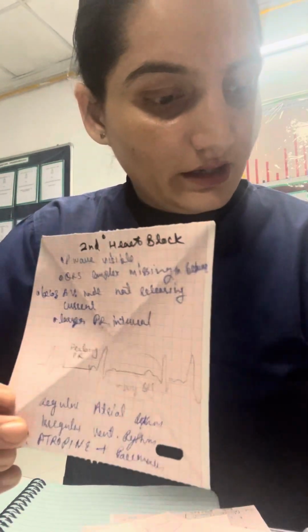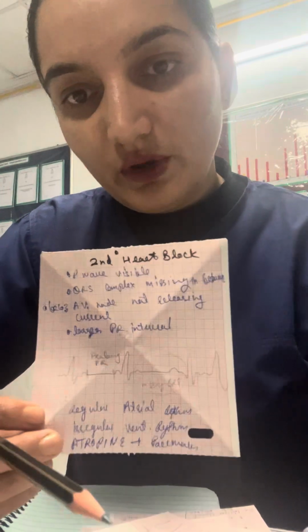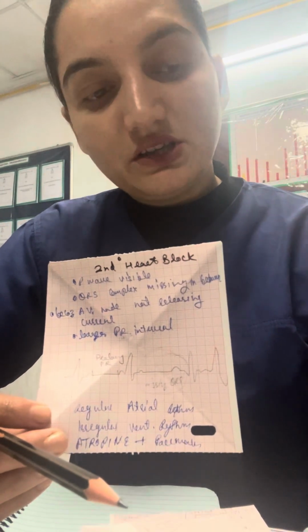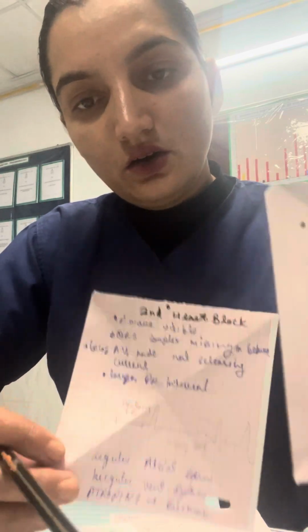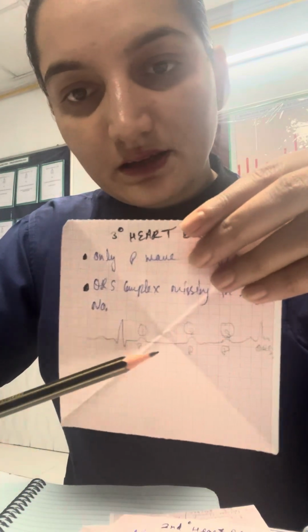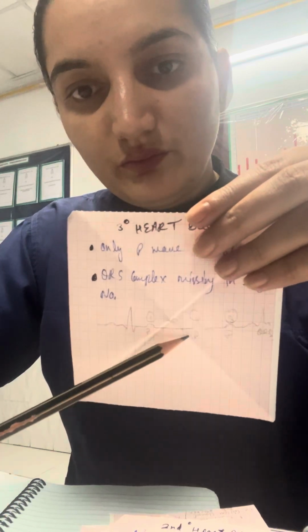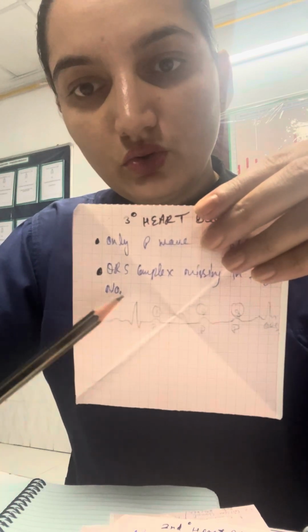And in third degree, there is prolonged PR with missing QRS. If we get a patient in third degree heart block, then there are multiple missing QRS complexes, and we can see the P wave but no QRS.